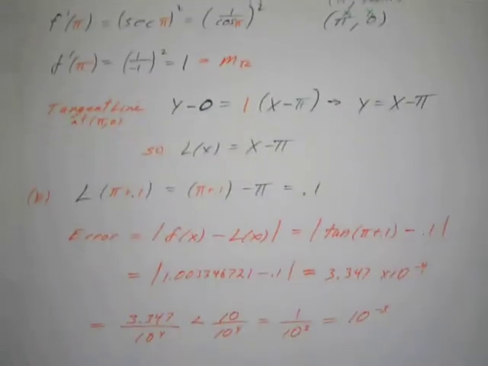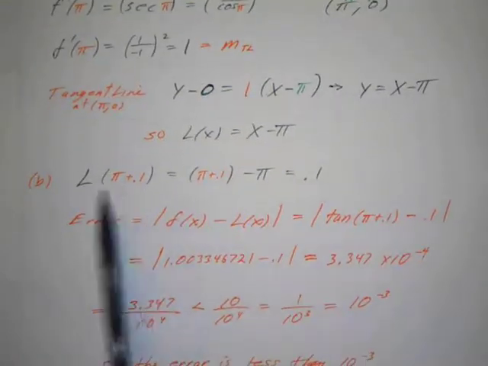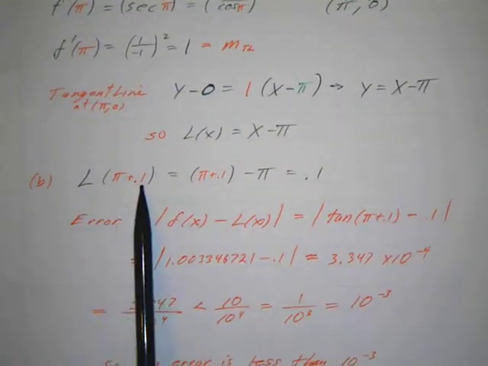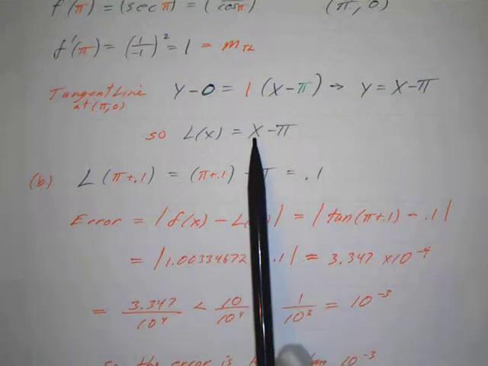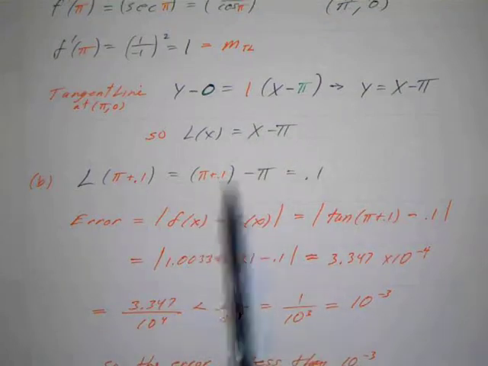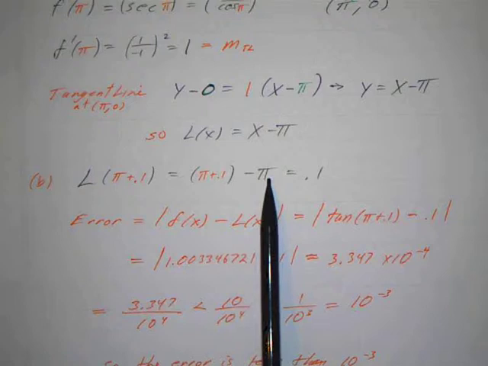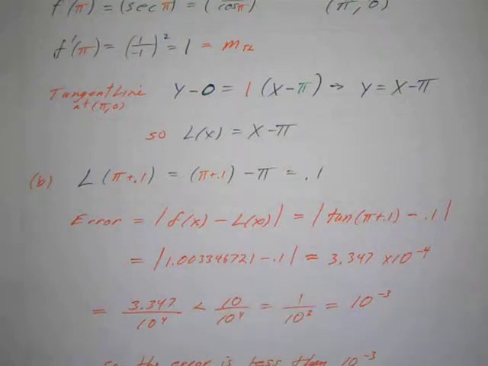Then we want you to evaluate that at pi plus 0.1, so this will be pretty easy. L of pi plus 0.1 is just pi plus 0.1 minus pi. The pi cancels out, so I just have 0.1. So that was my approximation, 0.1.